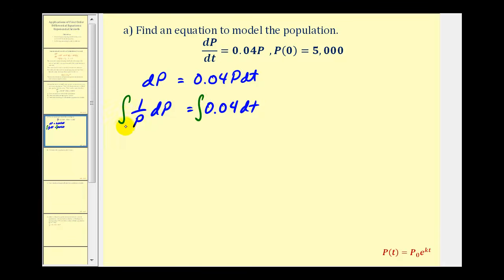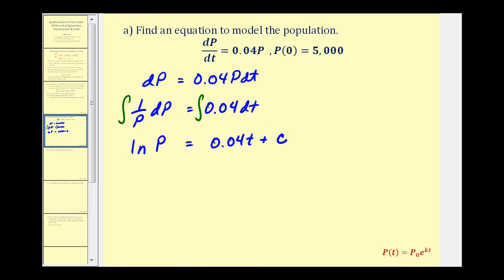The antiderivative of 1 over P would be natural log absolute value of P, but we know P has to be positive because it's the population. So we have the natural log of P. We'll put the constant of integration on the right side. So this is going to be equal to the antiderivative of 0.04 with respect to t, which would be 0.04t plus the constant of integration.